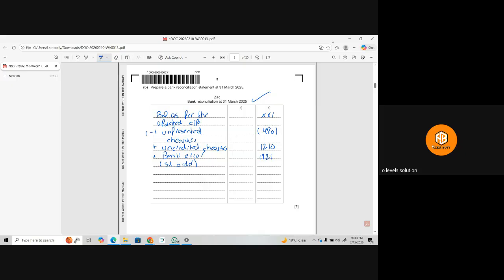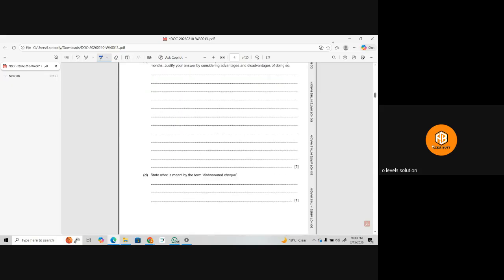1121 we will write it here, and after that we will simply add this, and you will get the same amount as per the bank statement. Okay, so this is how you need to do this question. Now let's discuss the next one.